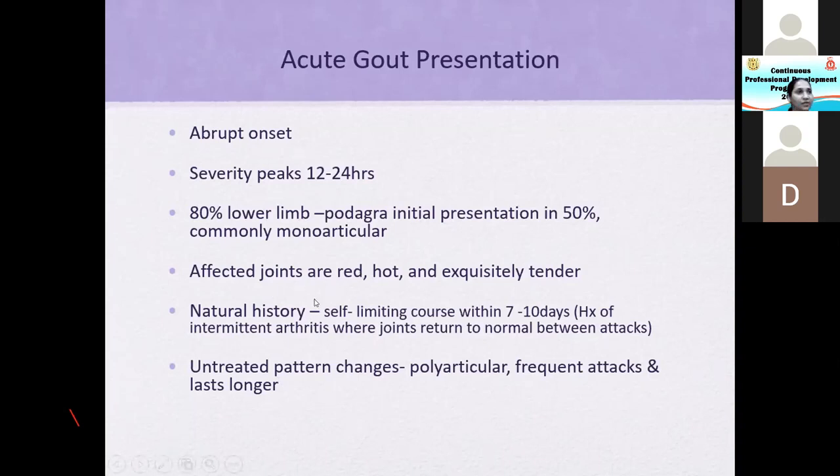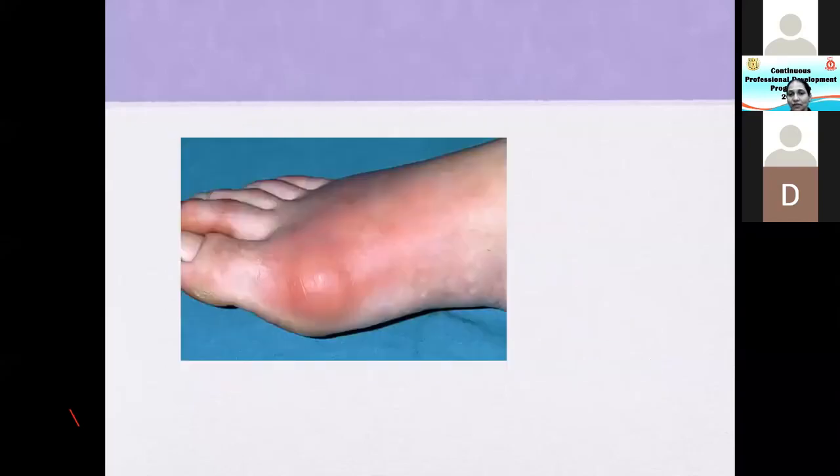When you take the natural history, sometimes these patients might present to your GP practice, and they come with excruciatingly tender joints. They are prescribed non-steroidal anti-inflammatory drugs. They take the drugs for a couple of days, they're feeling fine, and for quite a long period of time, they'll be fine until they develop another attack. This is the natural course of the disease. Even without drugs, it'll be self-limiting within 7 to 10 days initially.